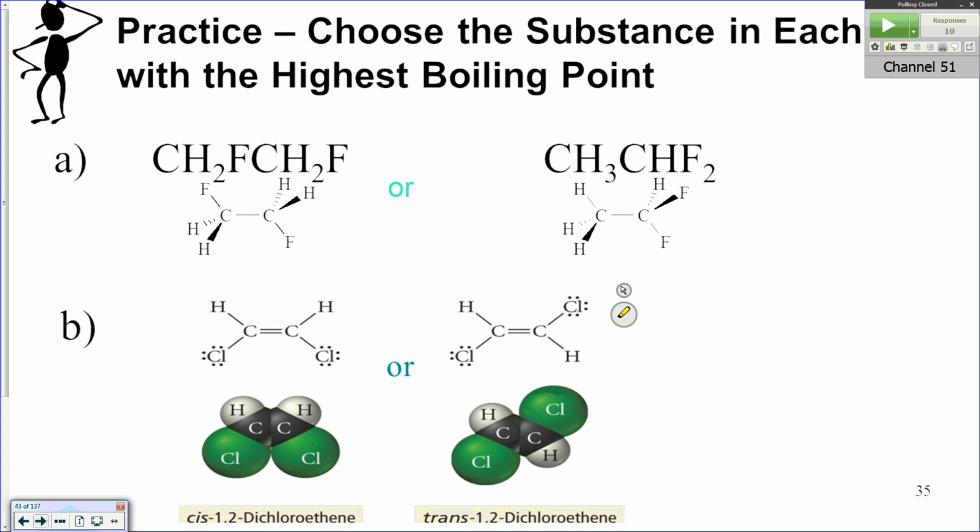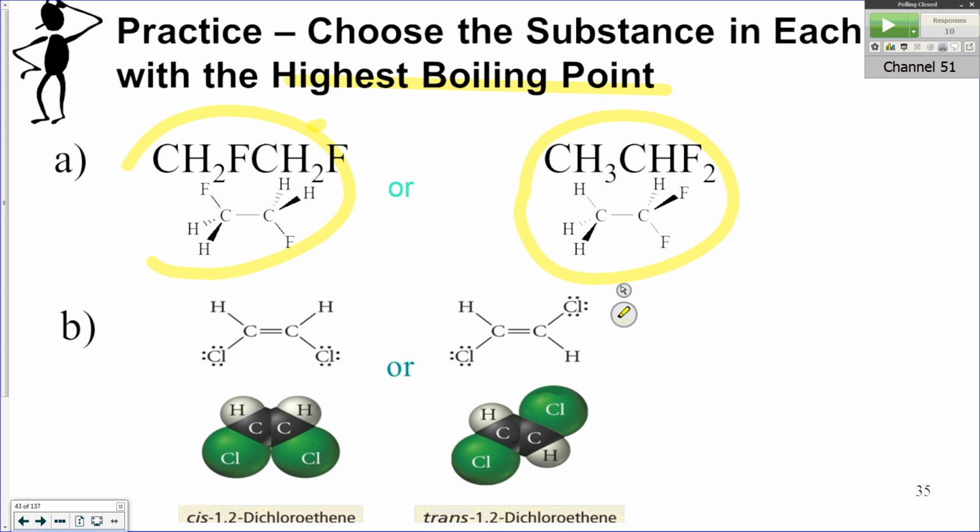All right, so here's an example where we're going to try to look at a couple of compounds, in set A and set B, and I want us to choose the one that has the highest boiling point. So therefore, we're looking for the thing that has the highest intermolecular forces. Okay, so look at A, the comparison of this guy versus this one.